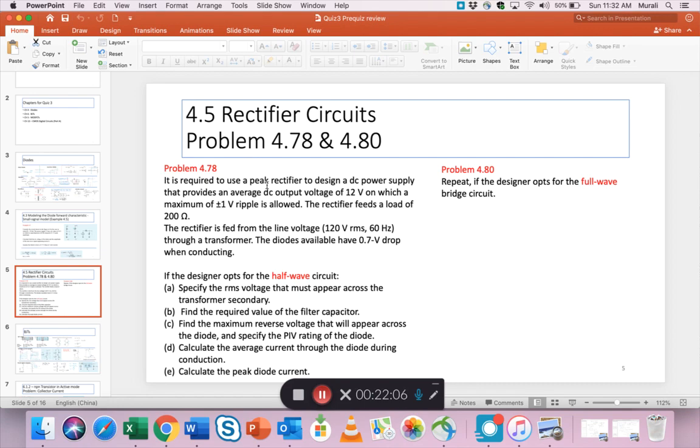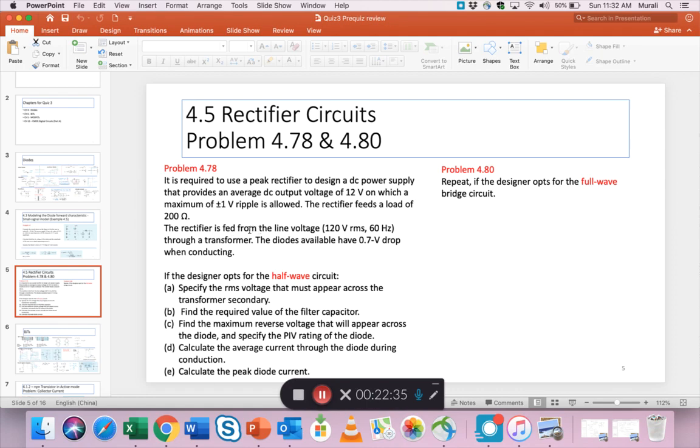It's required to use a peak rectifier to design a DC power supply that provides an average DC output voltage of 12 volts. So the output voltage is given to be 12, and a ripple of plus or minus 1 volt is allowed. So there's a ripple and then there's the steady DC voltage. This rectifier feeds a load of 200 ohms. So the load is a 200 ohm resistor.